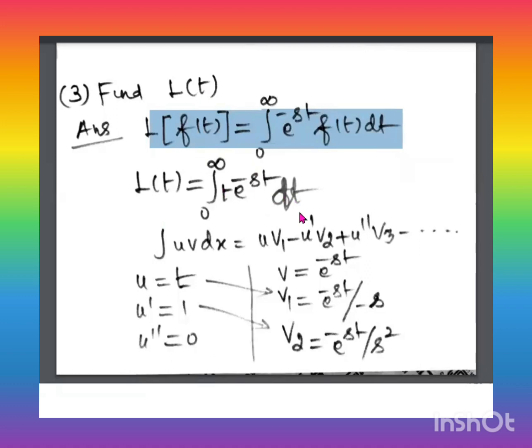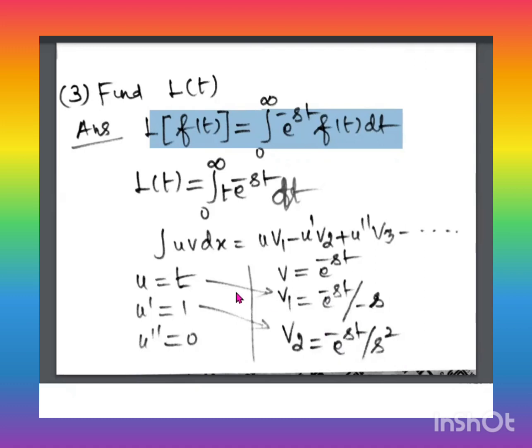So this can be solved using the Bernoulli's formula. Integral uv dx is equal to uv1 minus u dash v2 plus u double dash v3 minus u triple dash v4 plus etc. U is equal to t. U dash is equal to, if you differentiate t, you will get 1. U double dash is equal to 0. V is equal to e power minus st. V1 is equal to e power minus st divided by minus s. You have to integrate it. V2 is equal to e power minus st divided by s square.